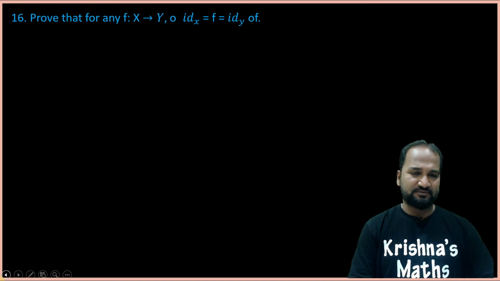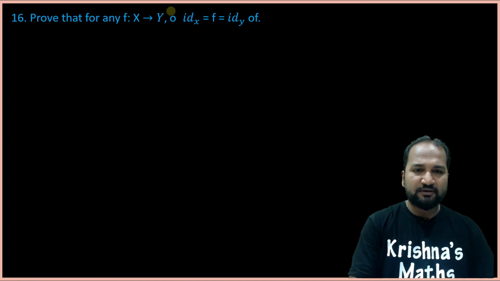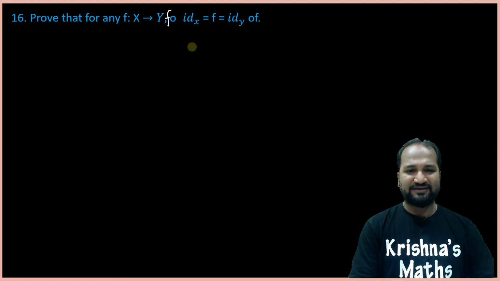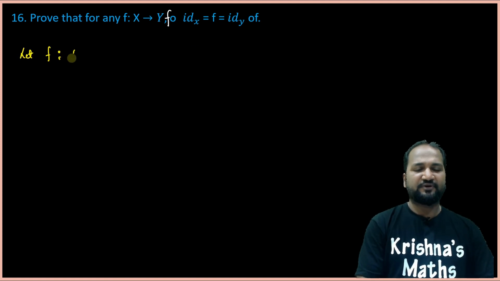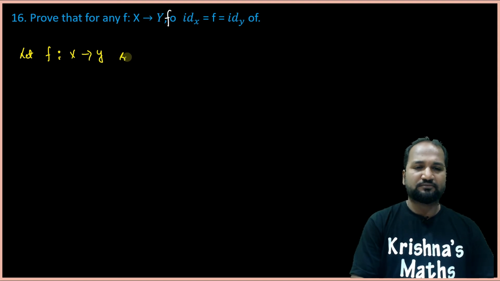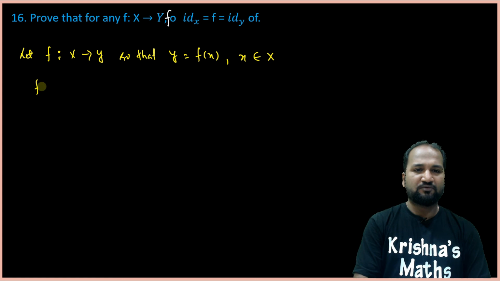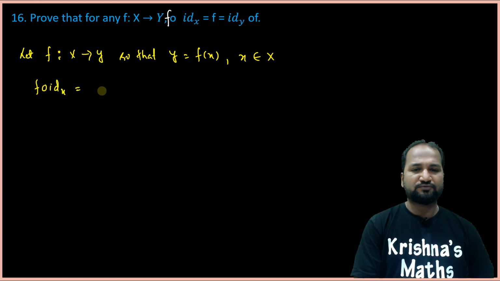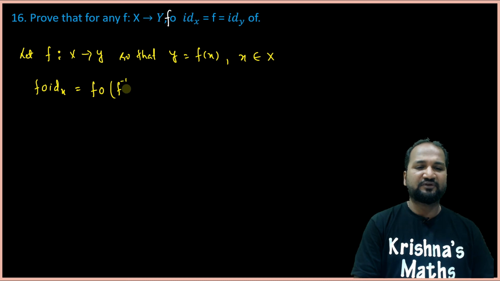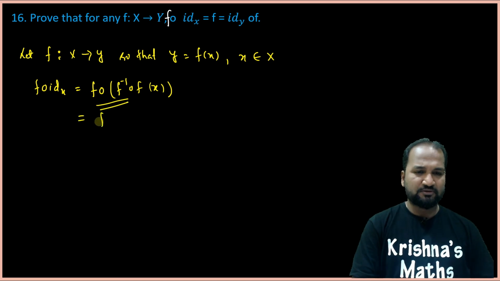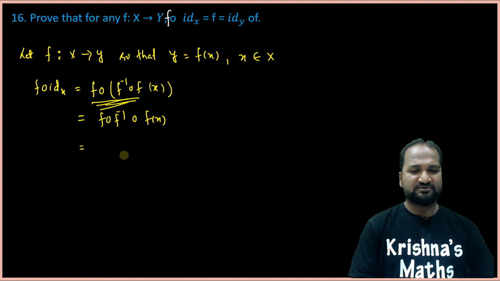Now the 16th. Let f be a function from X to Y, so that y is equal to f of x for x belonging to X. Now f o id of x is equal to f o f inverse o f of x, that is id of x. This is f o f inverse o f of x, and f o f inverse of f of x. Hence composite function is associative.